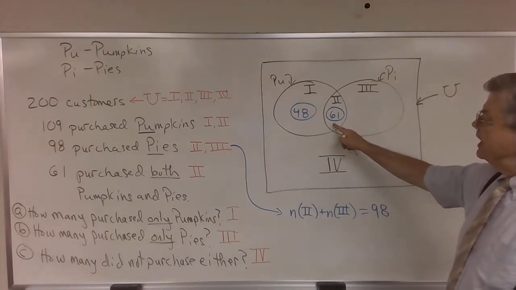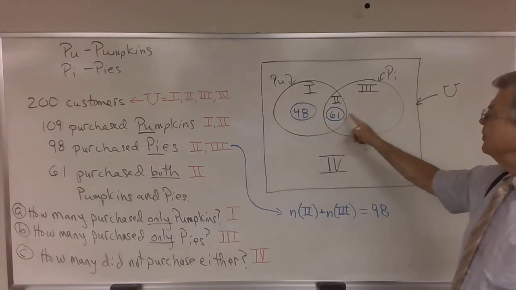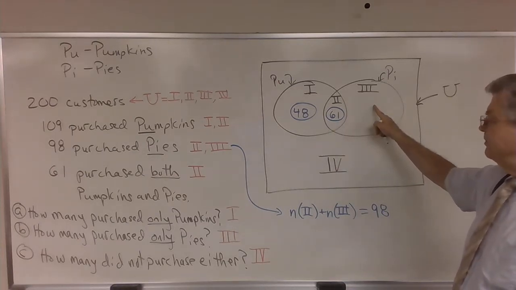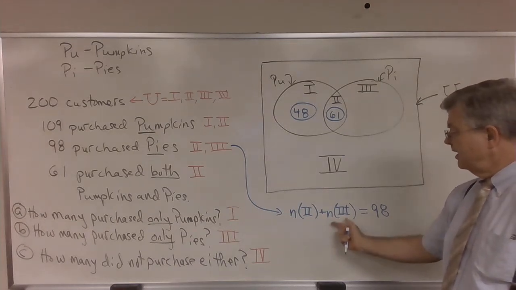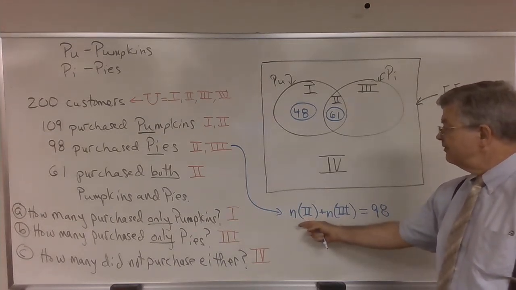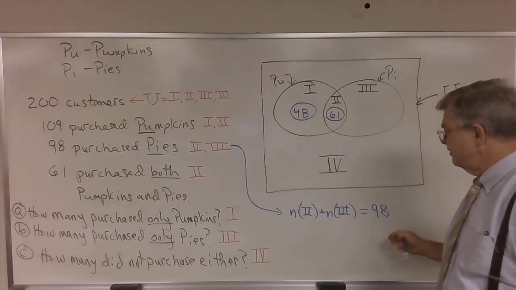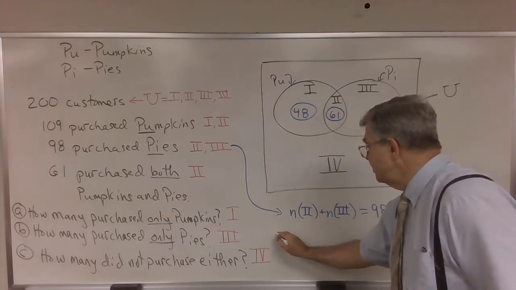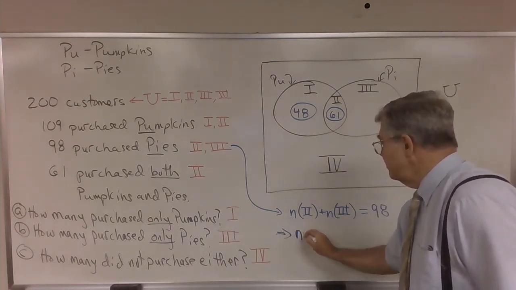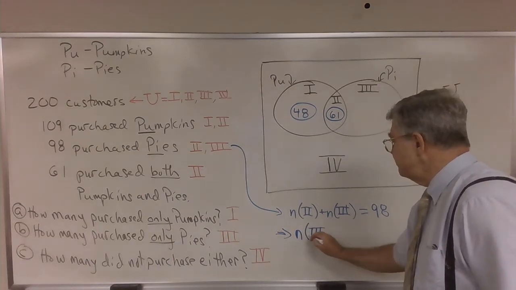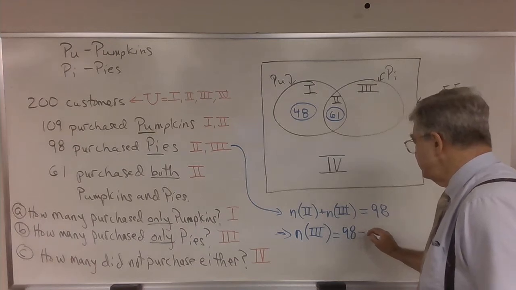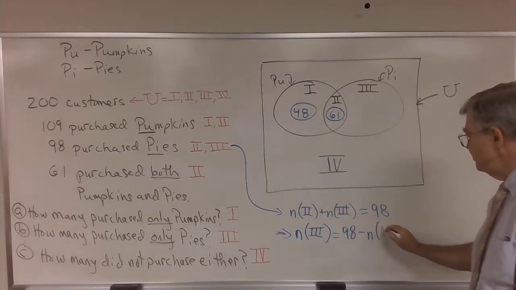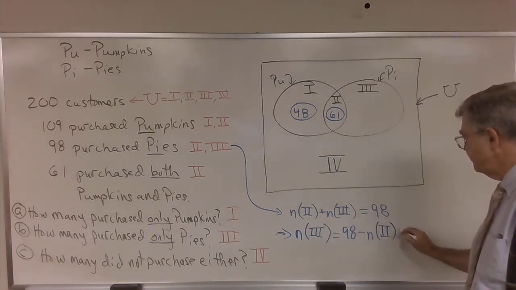We already know how many people are in region 2. We don't know how many are in region 3. So let's solve for this. And we'll move the number of people in region 2 to the other side. So we have the number of people in region 3 equals 98 minus the number of people in region 2.